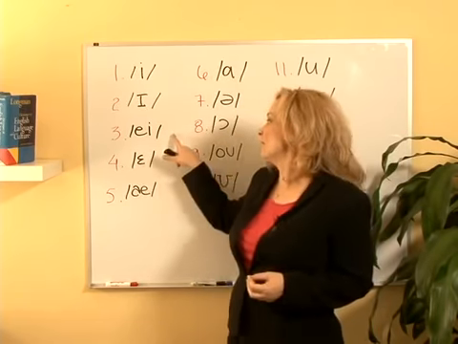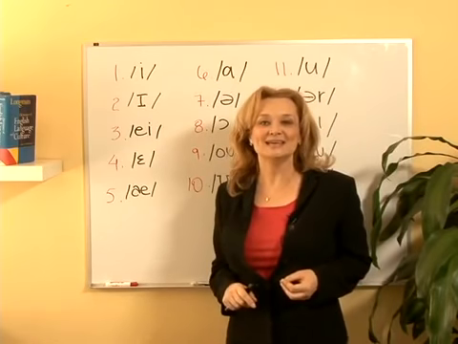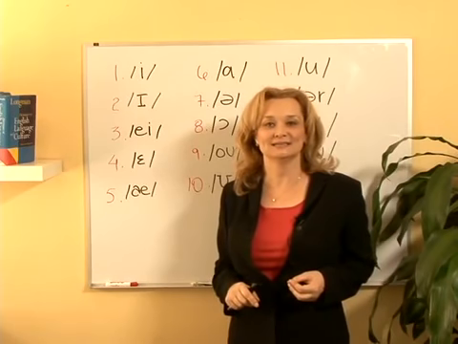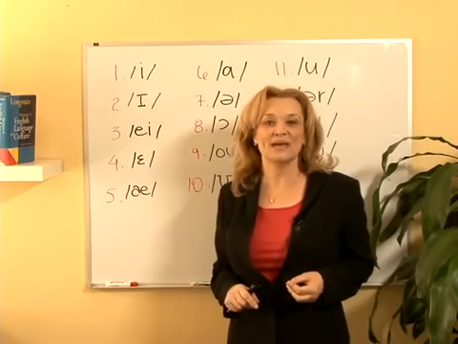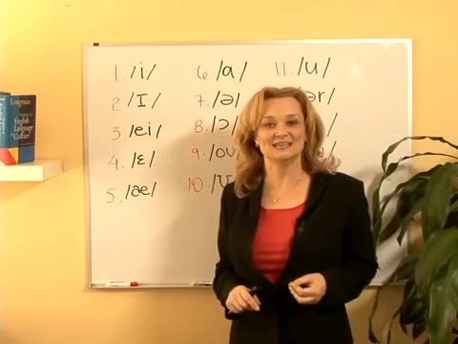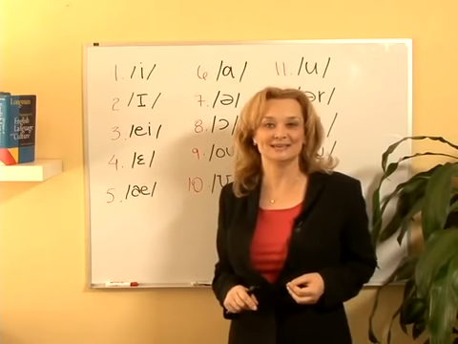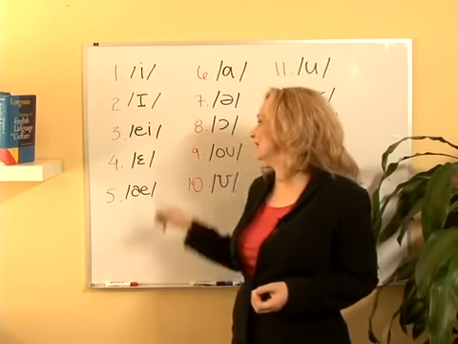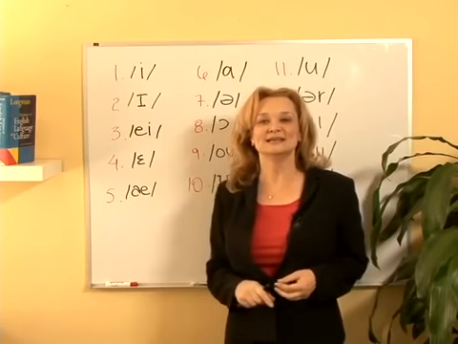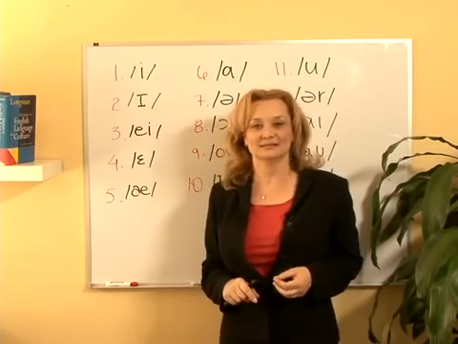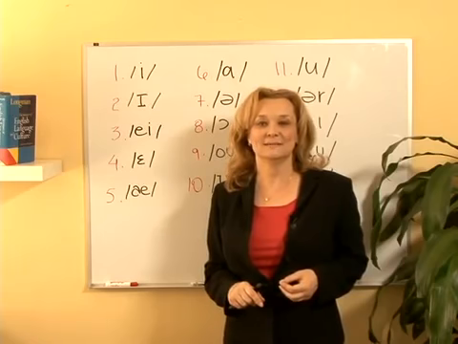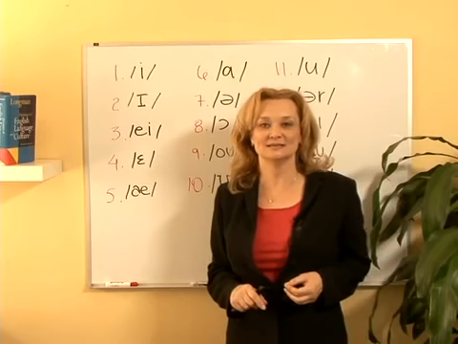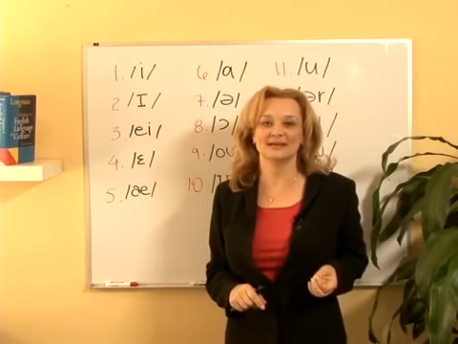Okay, vowel number 3 is A, as in late, gate, baseball, stay, okay. Let's say it again. A. Okay, vowel number 4 is E, as in bed, men, dress, friend. Say it with me. E.